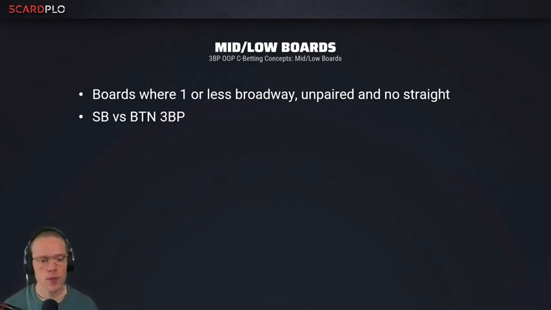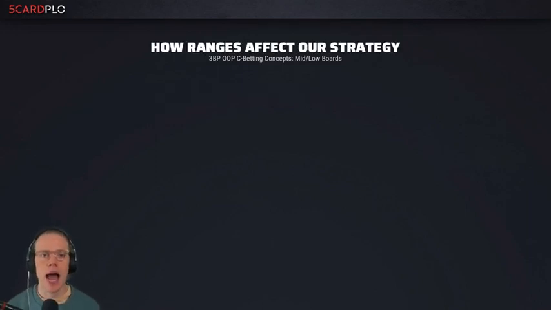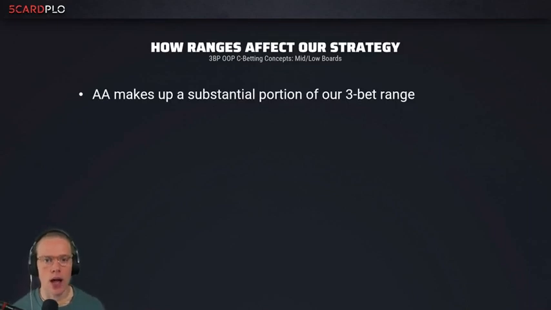So the first key thing to think about when we are in this kind of position is how our ranges affect our strategy. Understanding the spot as a whole from a macro perspective is going to give us some key insights on how to play our particular hand, and how to play our range as a whole. One of the things that is going to enable us to understand the ranges at play and how our strategy should be implemented is thinking about how much aces impact our frequency.